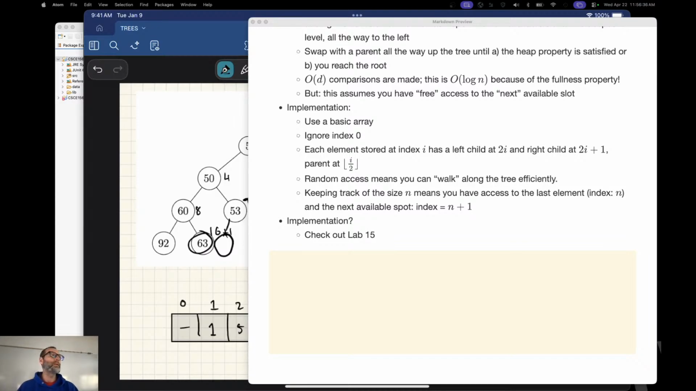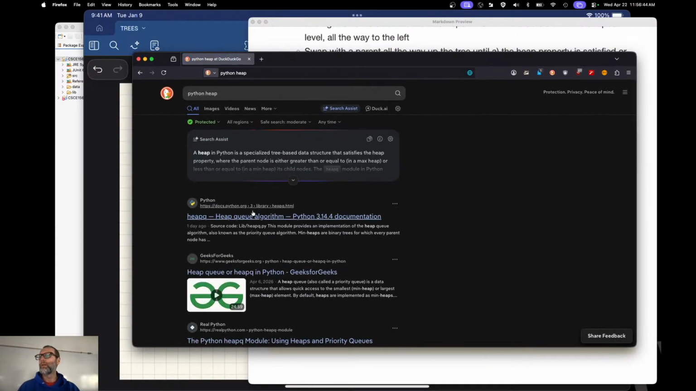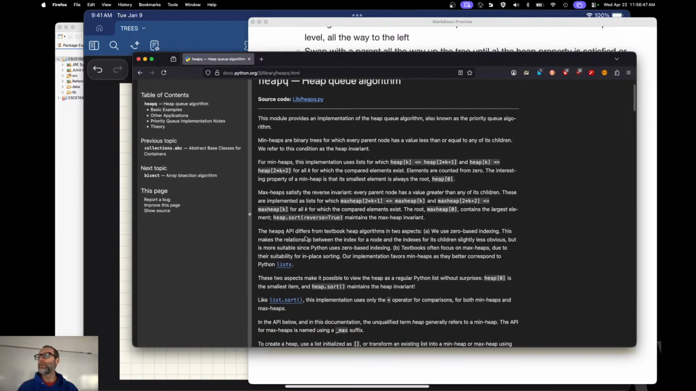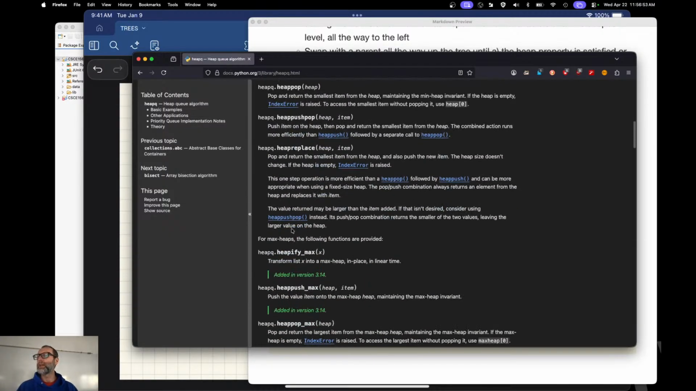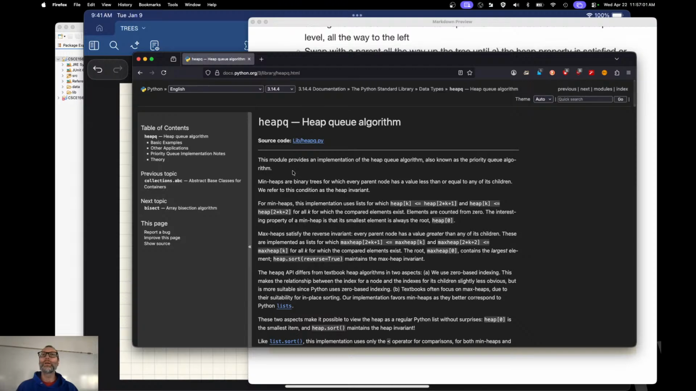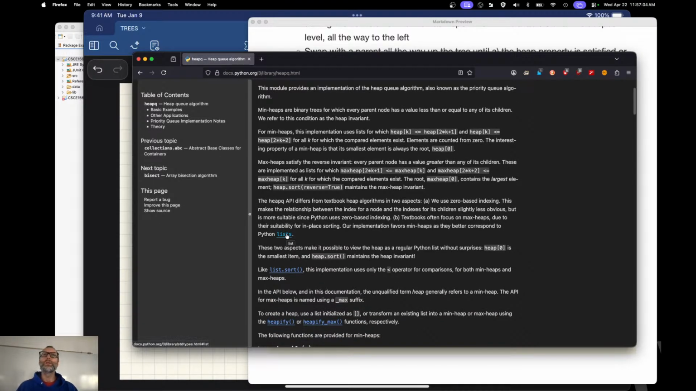Have you ever done heaps in Python? Let's go ahead and pull it up. Python heap. Heap queue. All right. There's a heapify method, and there's a heap push and heap pop. You can add something to the heap. You can take the minimum element off the heap. But guess what? There is no implementation. All they do is use lists, in other words, an array. So there isn't really even a heap implementation. They're just saying, you've got a list already, just use it.